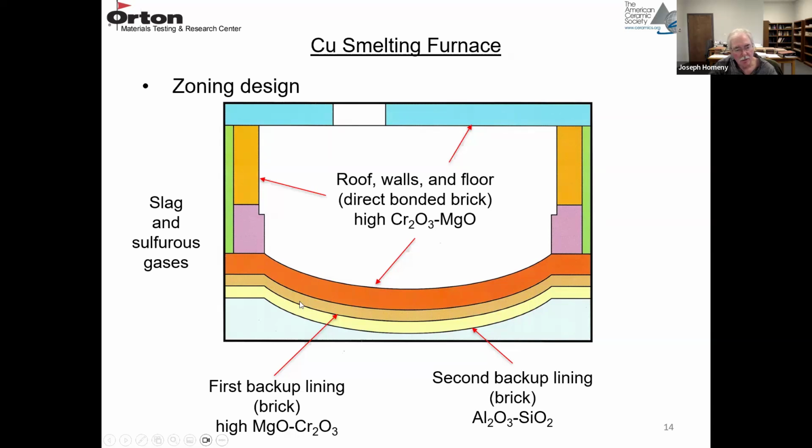And then it has two backup linings. The first backup lining is a high MgO chrome type brick. And then the second backup lining can be an alumina silica material. So these linings are high in chrome. They're not that corrosive to the copper matte.